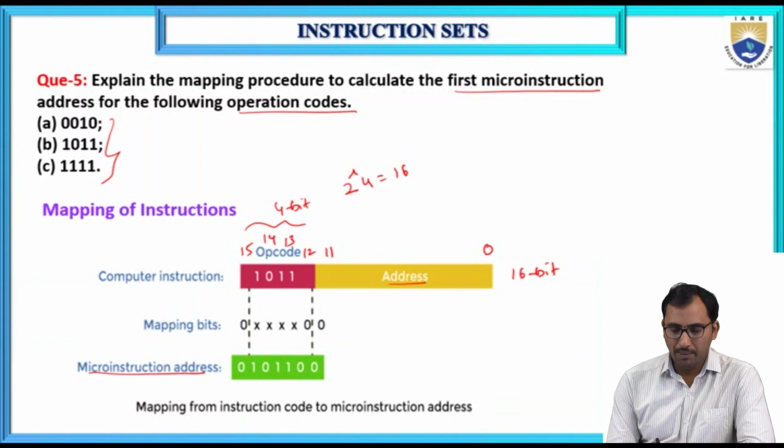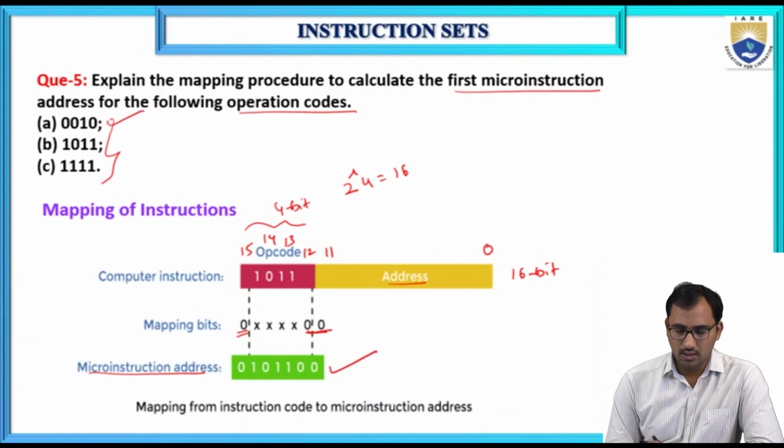When we are mapping, the first bit we take as 0, and the last 2 bits also we take as 0, because the micro instruction address is 7 bits in size. That's why we add 10 to the left of the opcode of the computer instruction, and we append 2 more zeros to the right side of the opcode, so that we get the 7-bit micro instruction address.